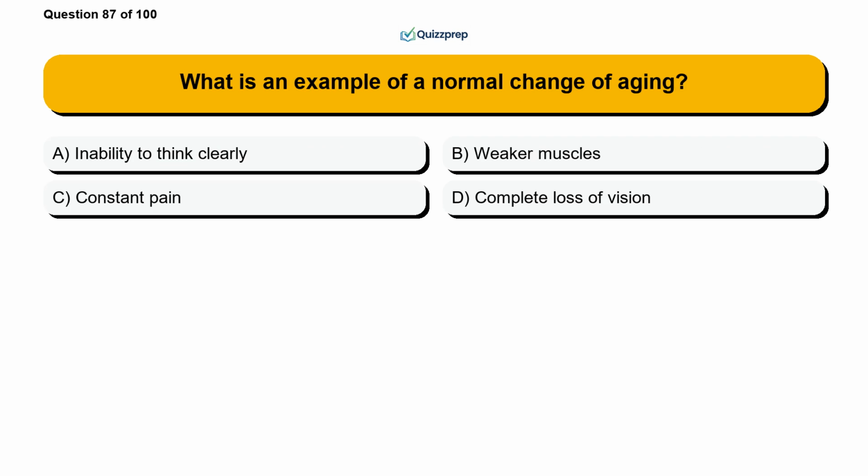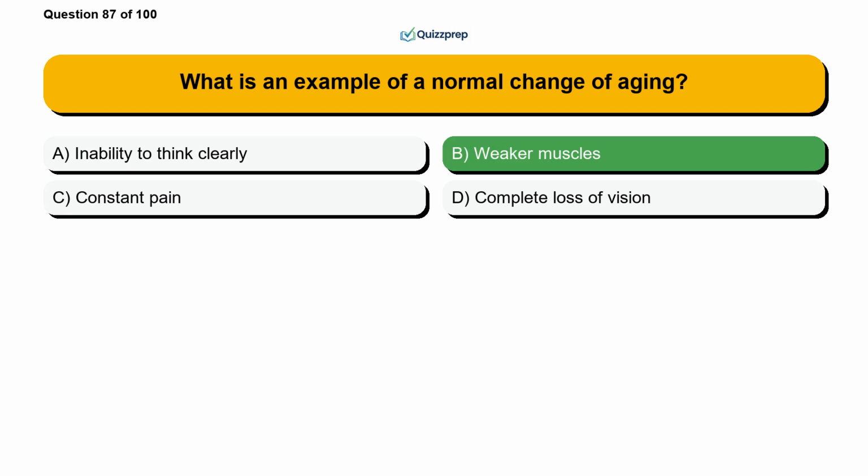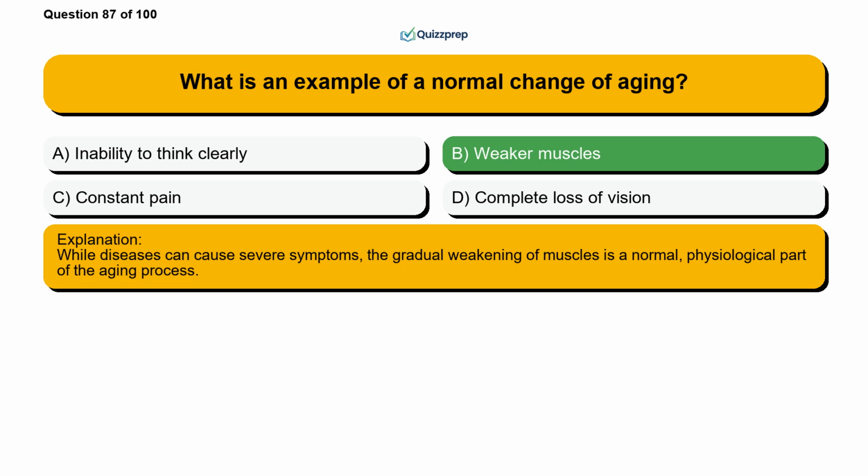Question 87. What is an example of a normal change of aging? Option A, inability to think clearly. Option B, weaker muscles. Option C, constant pain. Option D, complete loss of vision. The correct answer is option B, weaker muscles. While diseases can cause severe symptoms, the gradual weakening of muscles is a normal, physiological part of the aging process.